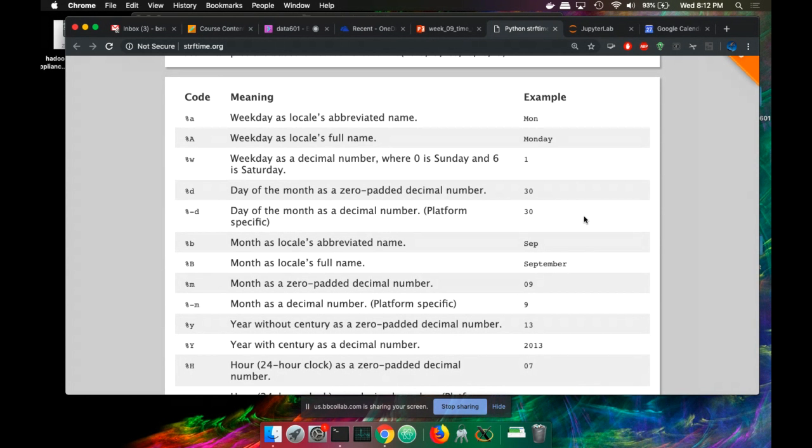So then the question is, once we understand that there's a symbolic representation of all these different timestamps, how do we use them?